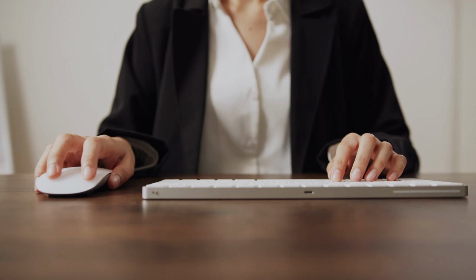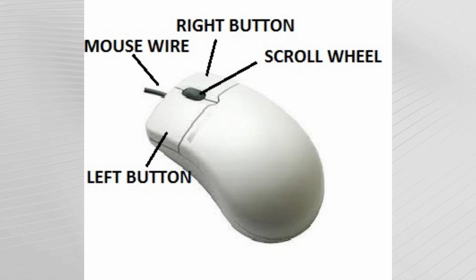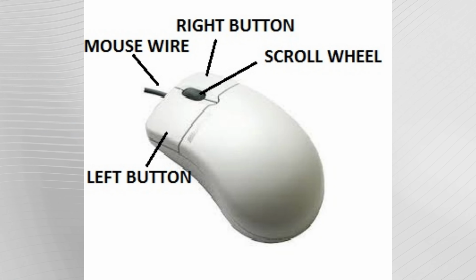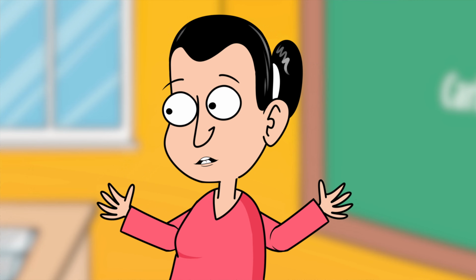It's as simple as moving the mouse to control the cursor, left-clicking to select or open items, and right-clicking to access menus. You can also scroll through documents or web pages and drag items around with ease.